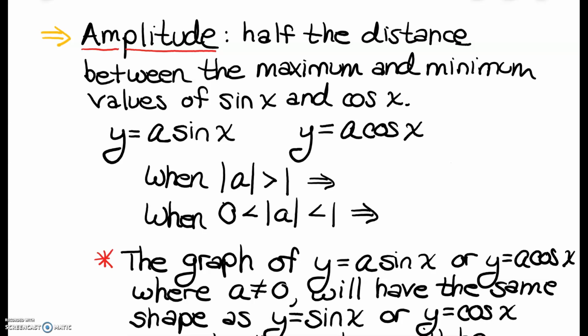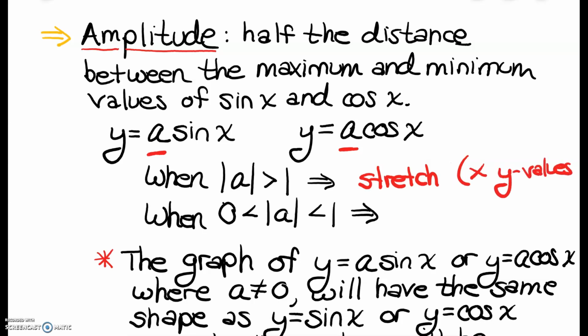So if I have a value a in front of my sine or my cosine function, I am either stretching that function or compressing it. If the absolute value of a is greater than 1, that's called a stretch, and we are multiplying our y values by a.